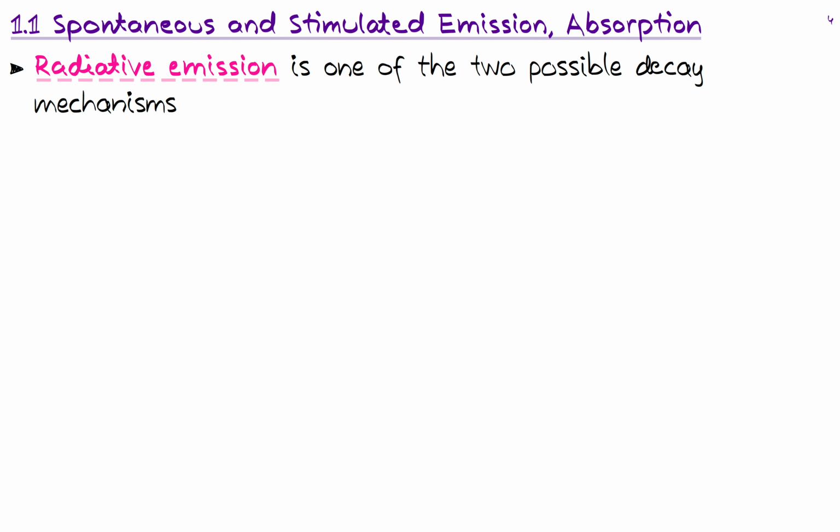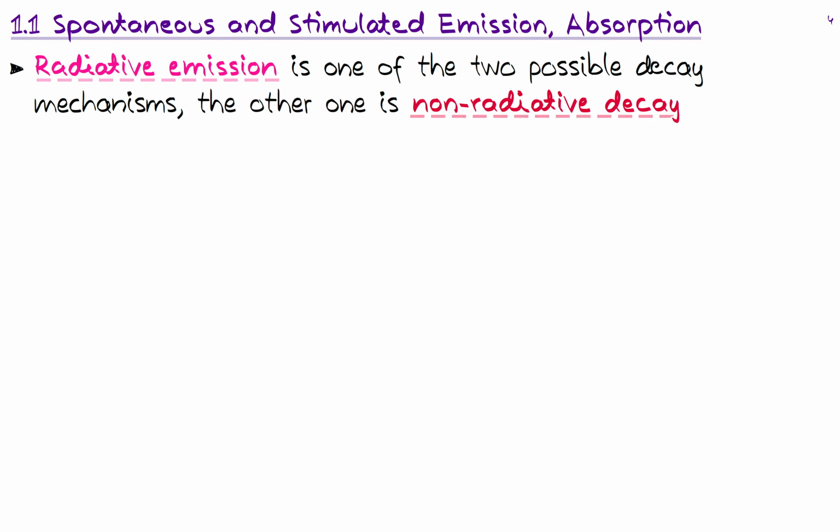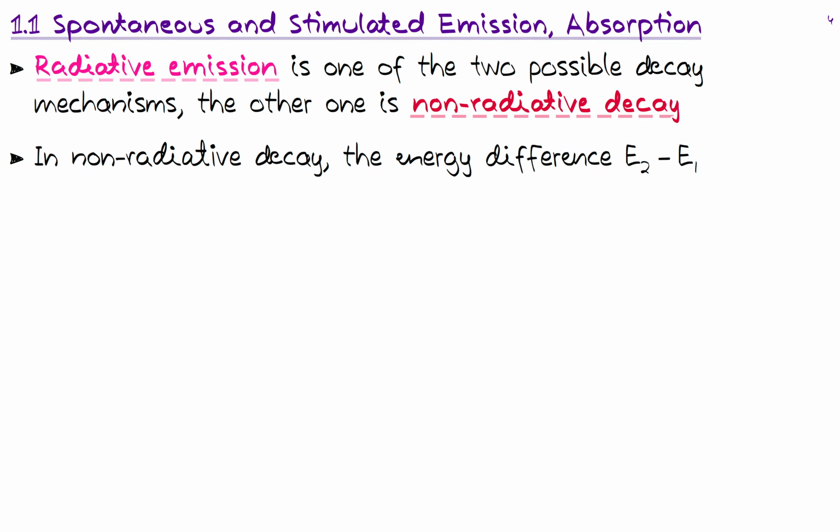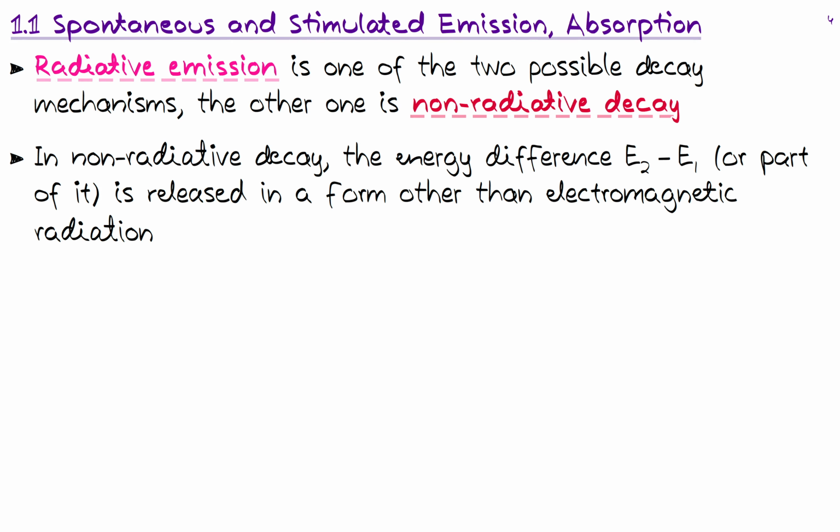Now, radiative emission is one of the two possible decay mechanisms out there, how the system can decay or relax its energy. The other one is called non-radiative decay, and I will next outline to you what is the difference between these two different mechanisms. So in a non-radiative decay, the energy difference E2 minus E1, or part of it, and this is usually actually the case a small portion, is released in a form other than electromagnetic radiation.